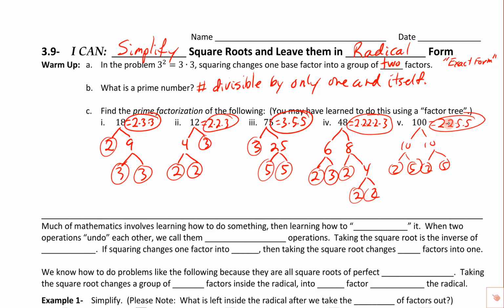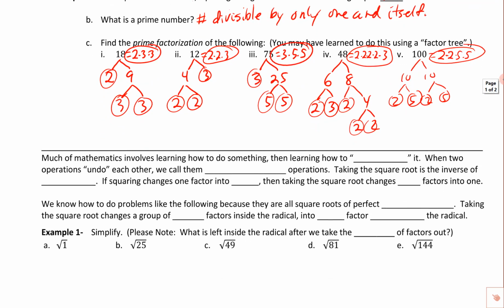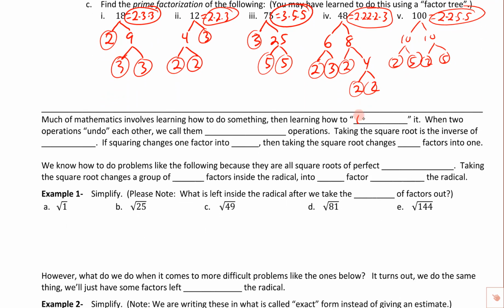Now, we've talked about this before. A lot of what we do in math is we learn how to do something and then we learn how to undo it. And when we undo it using an operation, we call those inverse operations. Taking the square root is the inverse of, you could probably guess, squaring.